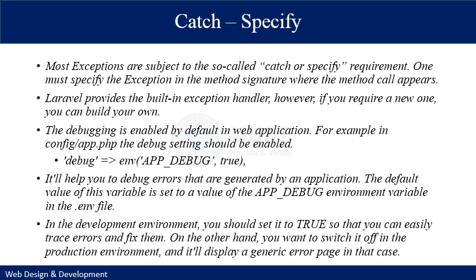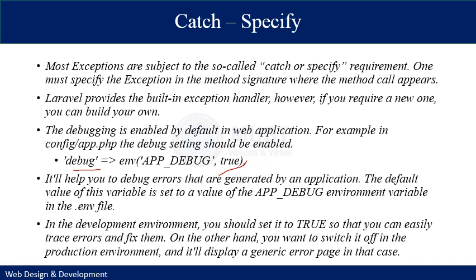The first point where you can catch errors is debugging your application. Debugging is enabled by default in a web application. For example, if you open the config file config/app.php, you can find the debug attribute, which is by default set to true. This means your debugging is enabled, and whenever you encounter an error, the error information will be caught by the Laravel exception handler and provided to you in your web application. It will help you to debug the errors generated by the application.